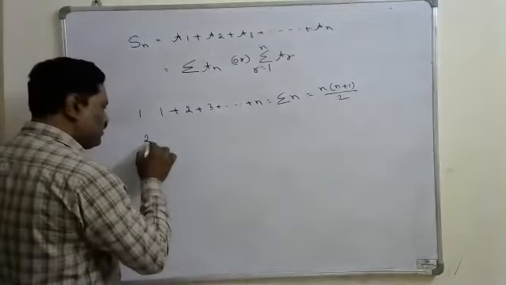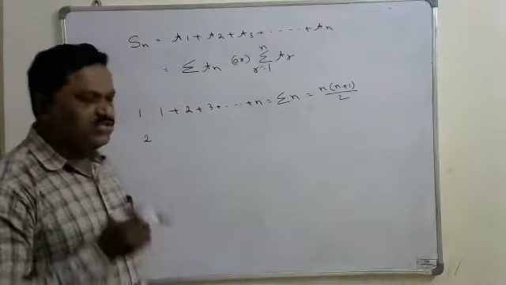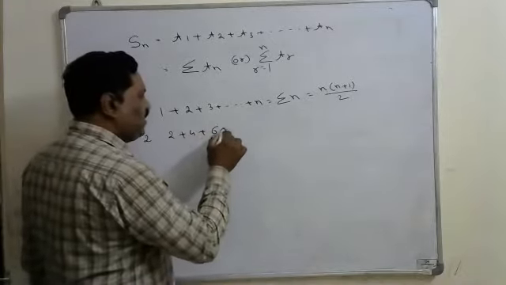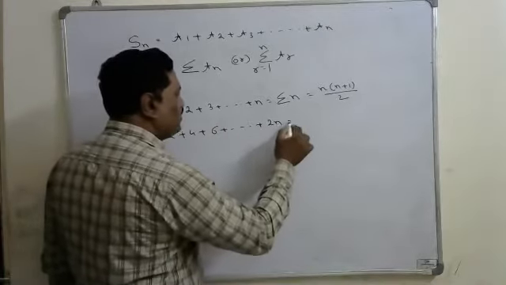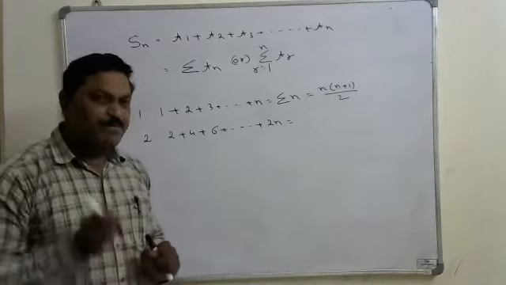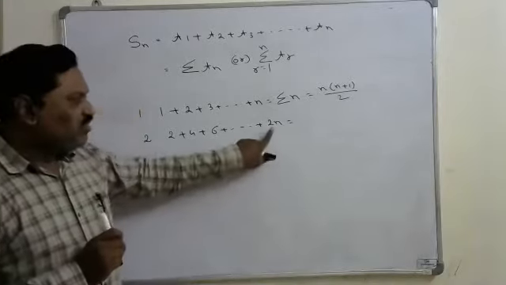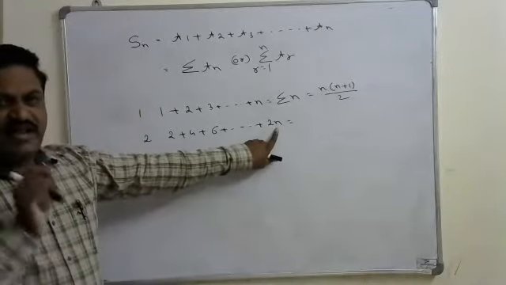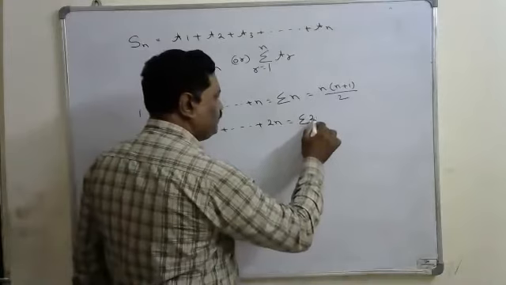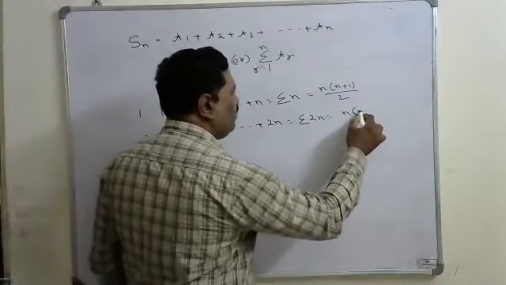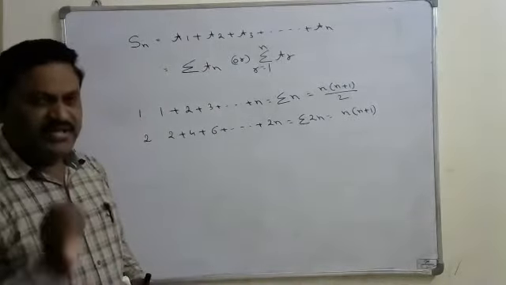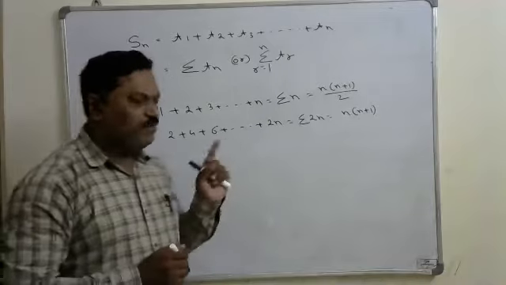Then the second formula is the sum of the first n even natural numbers, that is 2 plus 4 plus 6 and so on up to 2n. All these represent even numbers. I want to find the sum of the first n even numbers. The nth even number is generally represented by 2n, so we write sigma 2n. The formula for sigma 2n is n into n plus 1. This is the formula we have to remember: the sum of the first n even natural numbers is n into n plus 1.